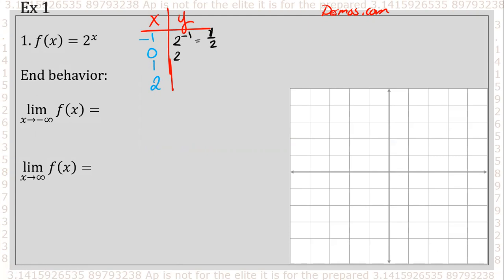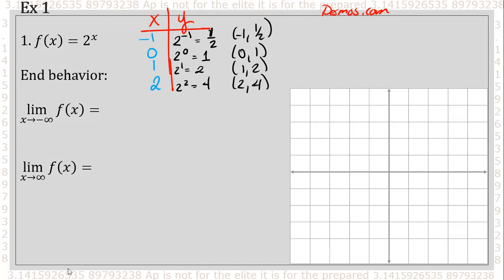How about when 2 is raised to the 0? Well, that's a property as well. 2 raised to the 0 means 1. The next one, 2 raised to the 1 is just 2, and 2 raised to the 2 is 4. So we have these points: -1 and 1/2, the next point is 0 and 1, the next is 1 and 2, and last but not least, 2 and 4.